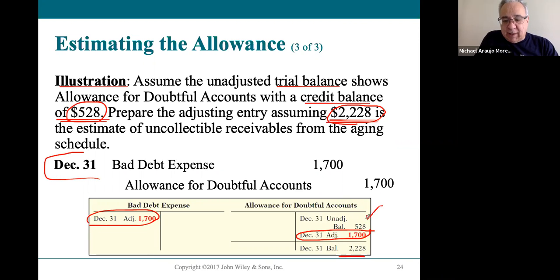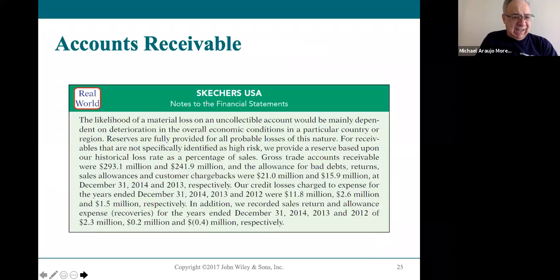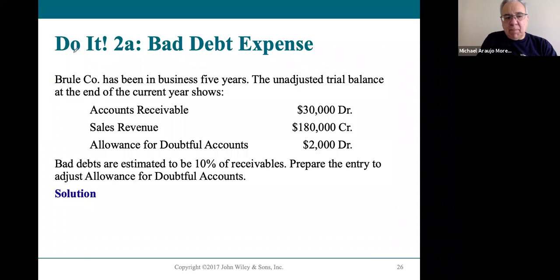Again, there's already a balance in there you can't ignore. What you're calculating is what you want to be in there at the end of the period. Fascinating. All companies need to note what their allowance is and what their credit losses are in the notes to financial statements. So you'll read about this in all corporations. They have to note that.